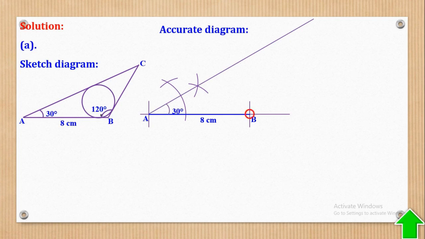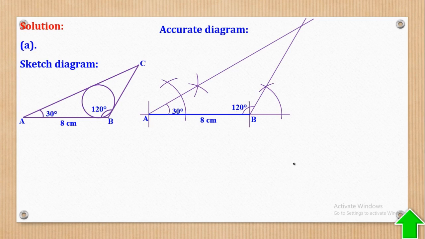Now next is to draw an angle of 120. So for 120, I shall put our compass needle there and draw that arc. Then put the compass needle here and draw that arc. The next is to draw a line through this intersection to come up with that. Therefore that angle will be 120 degrees.